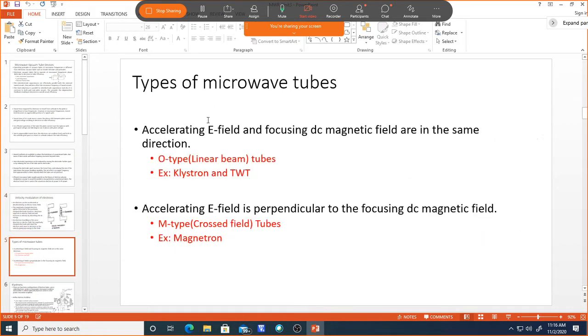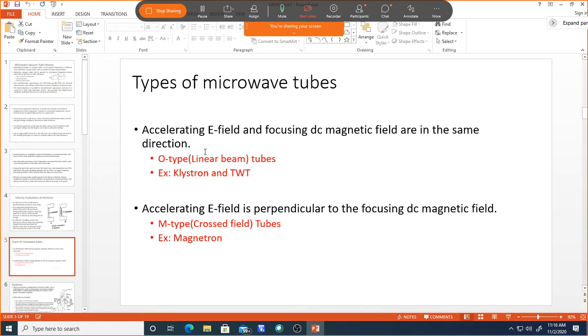Now coming to the types of microwave tubes, based on the electric field and the DC magnetic field. If the accelerating E field and the focusing DC magnetic field are in the same direction, we call them O-type tubes or linear beam tubes. Examples are the klystron and TWT, which we are going to discuss.